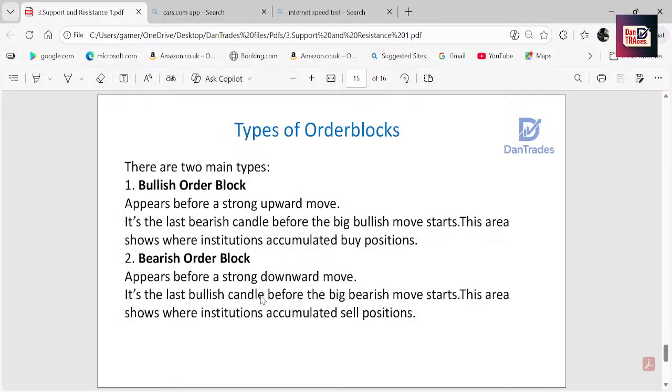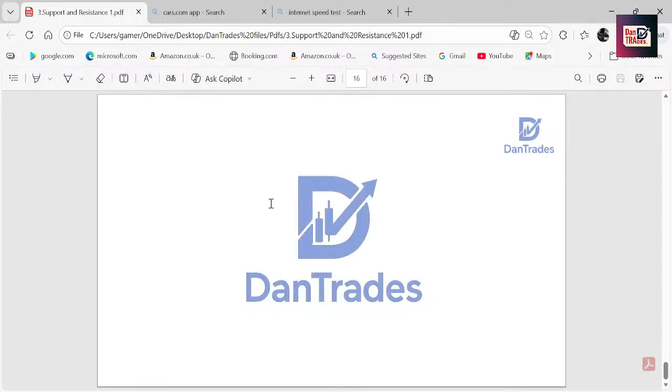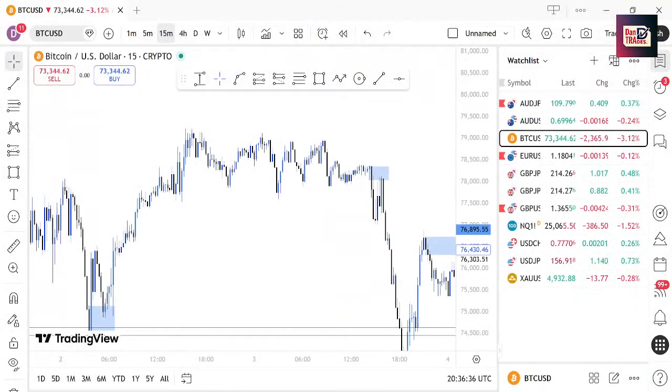Now we have bullish or bearish order blocks. I showed you a bearish order block is another block that makes a resistance. So that's a bearish order block, and a bullish order block is the opposite, that makes a support. So this is where we'll be ending today's session about order blocks. We'll just go through whatever we did again on TradingView so we can recap.